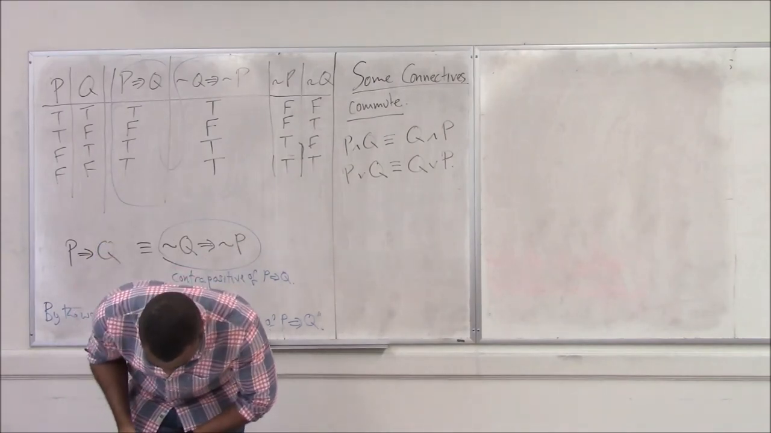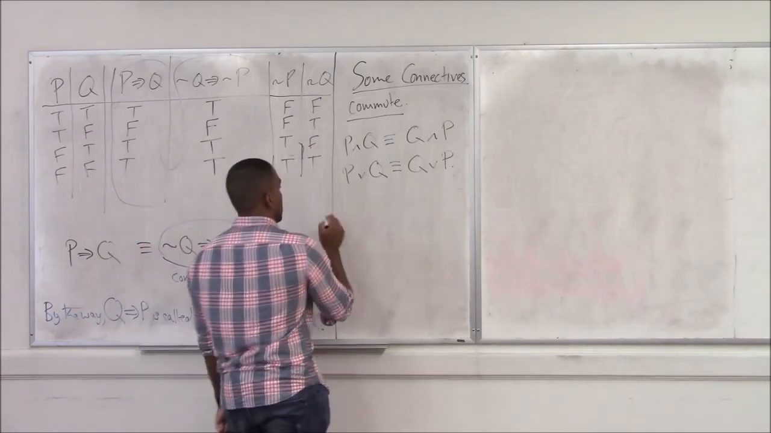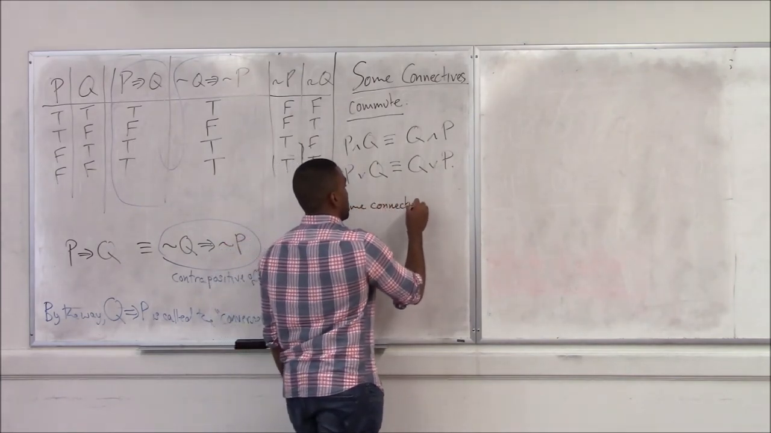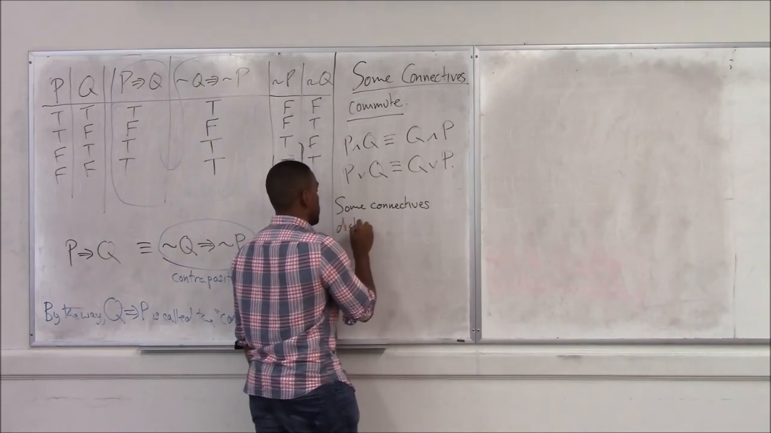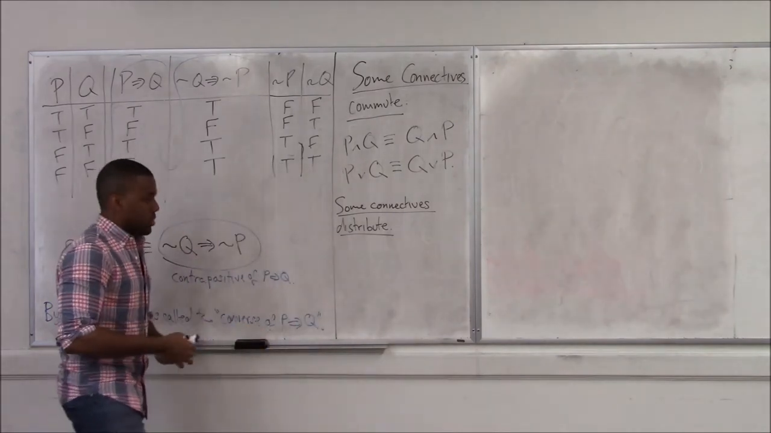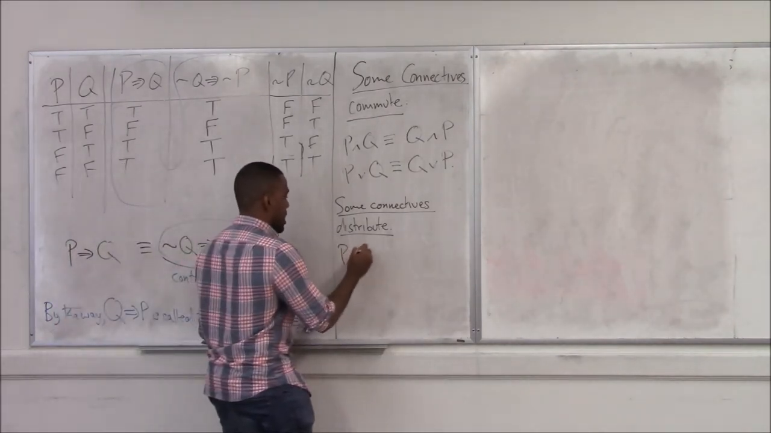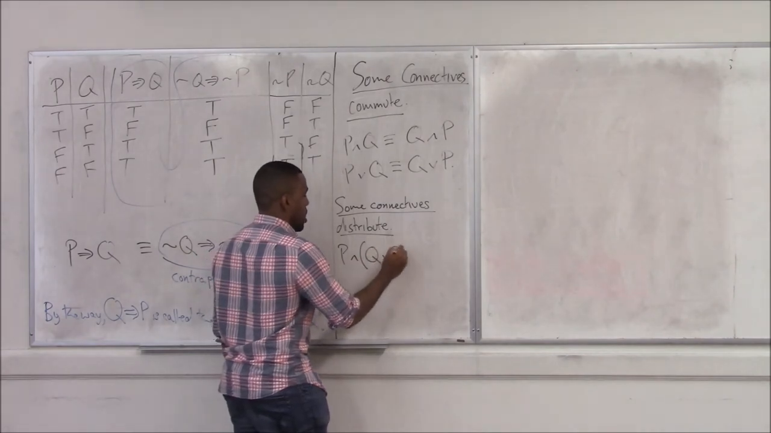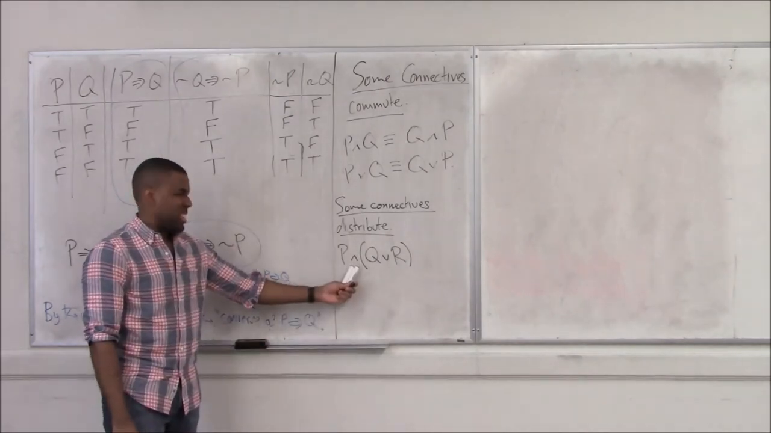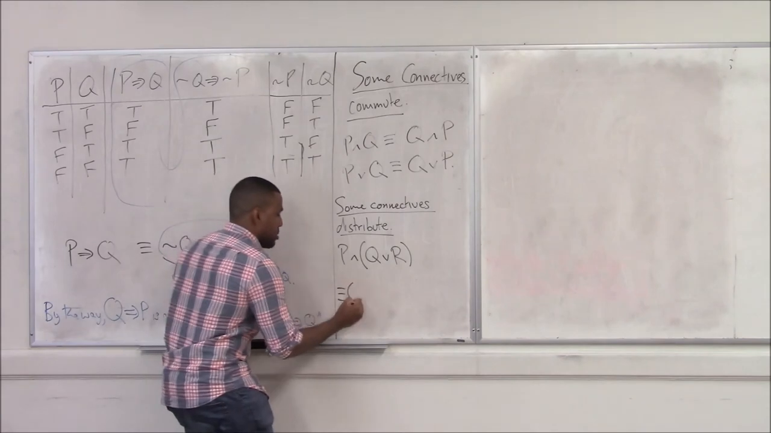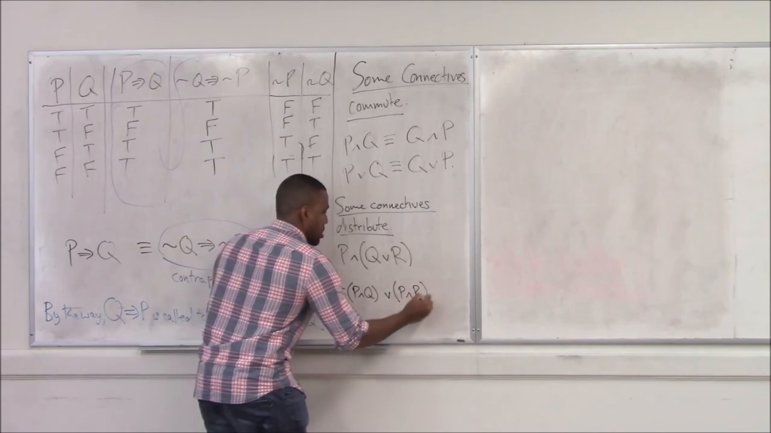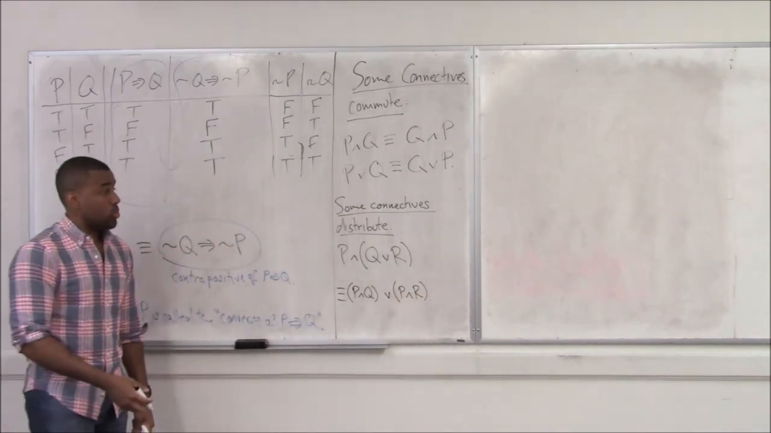We also have that these connectives distribute. In fact, and distributes over or, and or distributes over and. So if you say something like P and Q or R, you can apply a distributive property. You can think of the and as multiplication and the or as plus, and so this basically means P and Q or P and R. That's to say that and distributes over or.